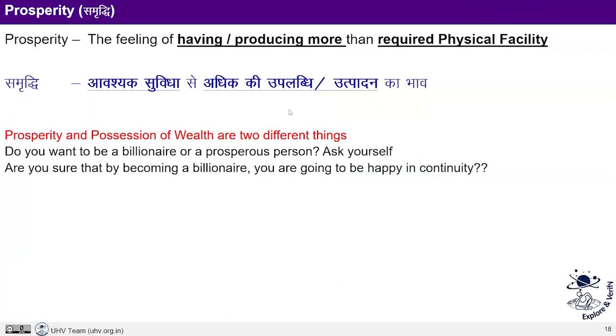Then we can define prosperity. We have added one example here. Do you want to be a billionaire or a prosperous person? Or maybe a pertinent question, ask yourself. This is something that we have added this time, and maybe we are going to add this kind of question in our introductory workshop also.